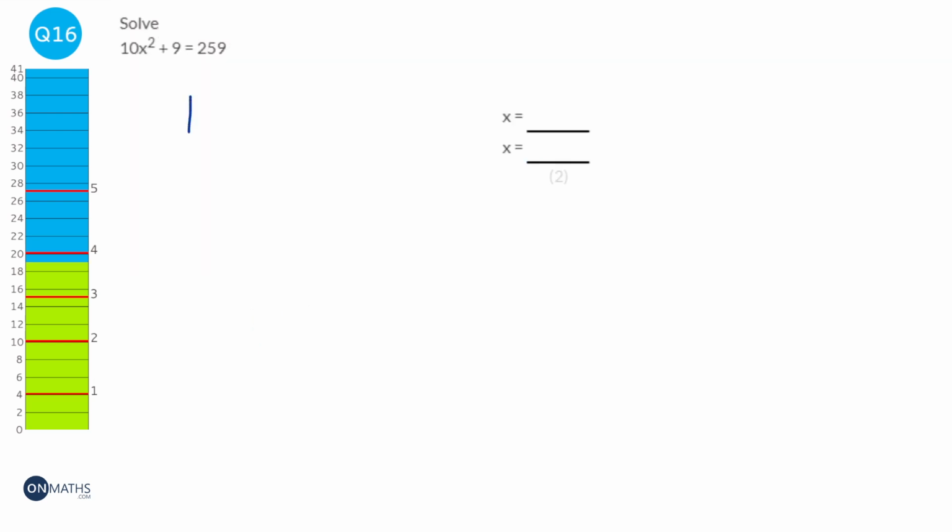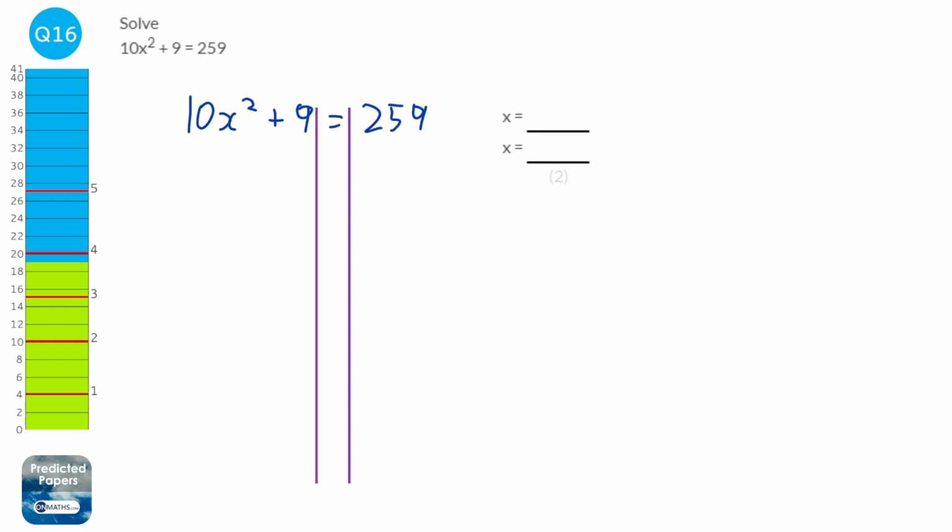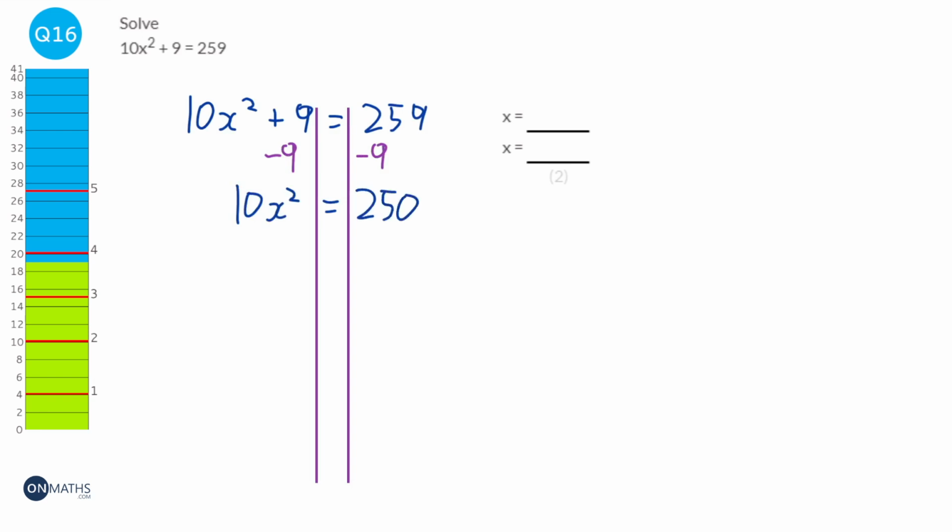So I'm going to write this question out a bit bigger, just so we've got a bit more room. And we're asked to solve. So what we're going to do with this is we're actually going to start by putting our solving lines in, and we're going to try and figure out what we do to get x on its own. So we're going to start by subtracting 9 from both sides, and so that will leave us with the 10x squared on the left hand side and then 250 on the right. Then we're going to divide by 10 both sides, so we've got x squared equals 25, and then we're going to square root both sides.